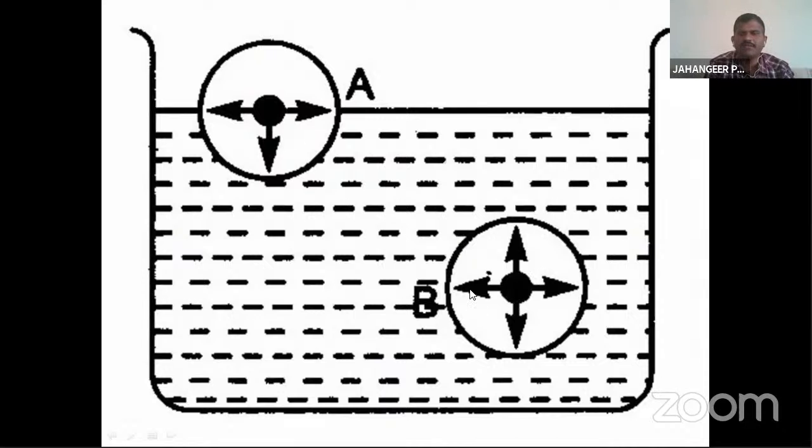For interior molecules, the forces are equal in all directions, upward, downward, left and right. Hence, the net resultant attractive force becomes what? Zero. But for the liquid molecules at the surface, unbalanced forces are present. The force is acting downward. This downward force is nothing but an inward force acting toward the interior of the liquid. So this phenomenon is known as what? Surface tension.